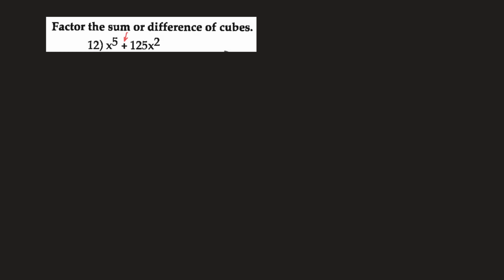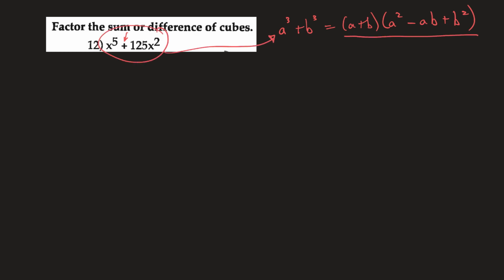But I need to know what the formula is for that. So if you look on your formula sheet, you have this formula. Okay, so if I can get this to look sort of like that, then I can follow this formula to factor it. First thing I do with any expression is look for something that's common. So between those two terms, I think x squared is common. And if I factor that out, I get x cubed plus 125.